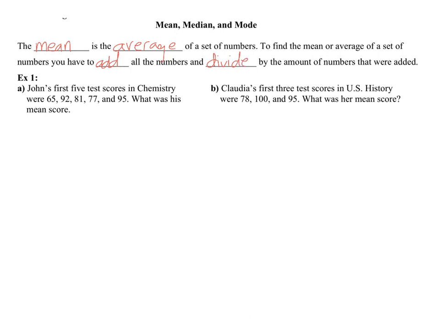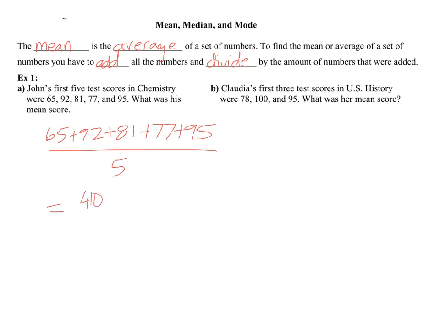So for example 1, John's first 5 test scores in chemistry were 65, 92, 81, 77, and 95. What is his mean score, or in other words, what is the average score? Since I'm adding up 5 different quantities, I divide by 5. I have 410 divided by 5, which is 82. Done.